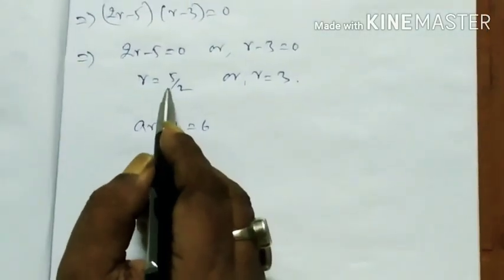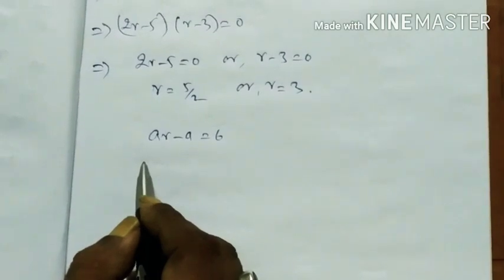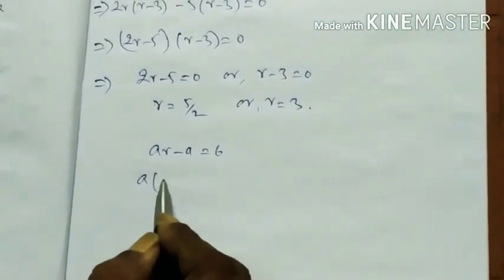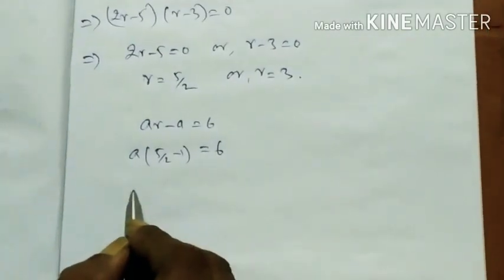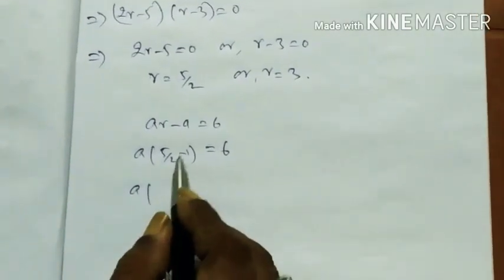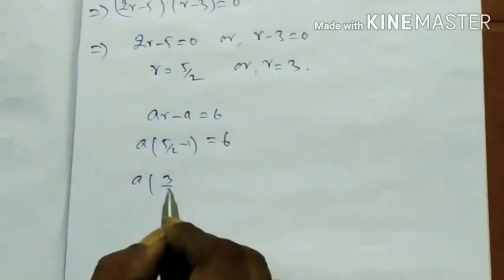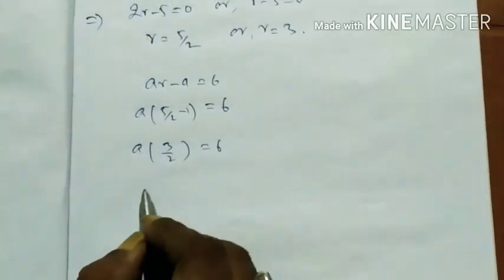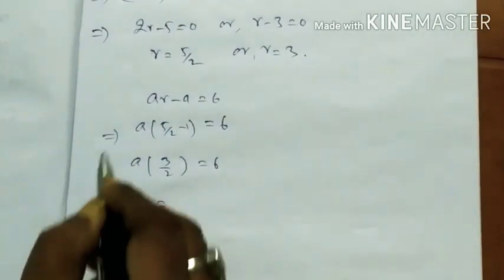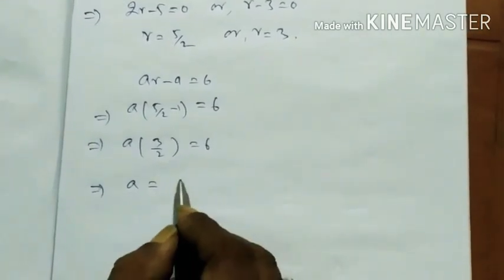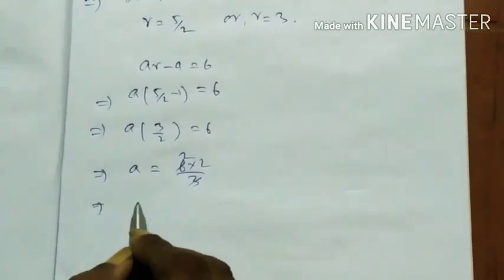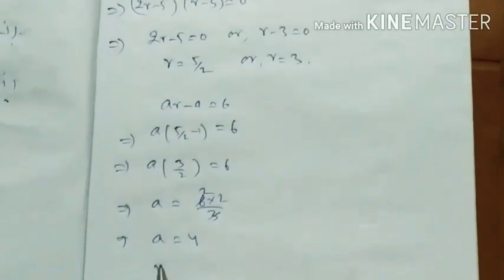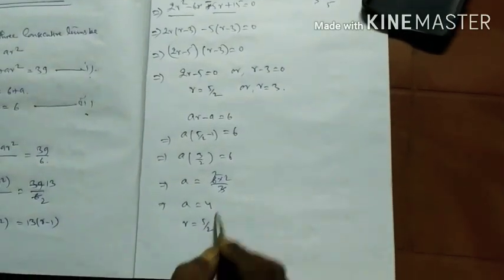First of all, I am taking the value of 5 by 2. So A common, 5 by 2 minus 1 is equal to 6. Your A, this becomes 5 minus 2, 3 by 2 is equal to 6. So A will be equal to 6 into 2 by 3, 3 2s are 6, so A will be equal to 4. Here in this A is 4 and your R is 5 by 2. This is the first set.